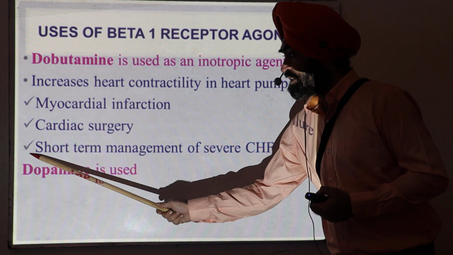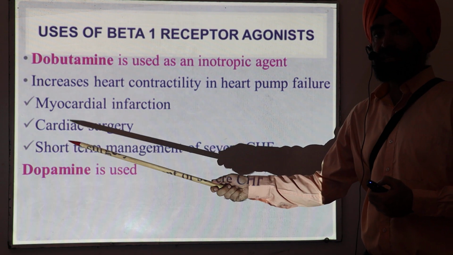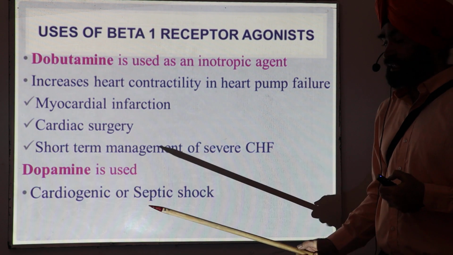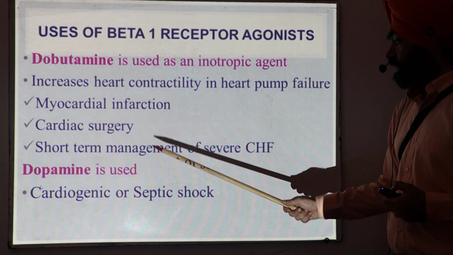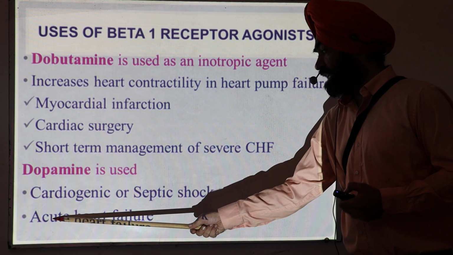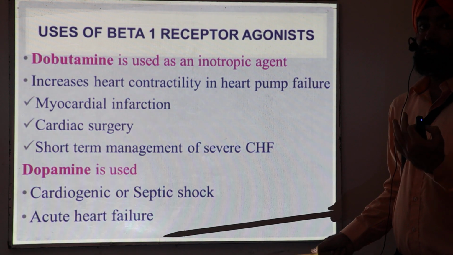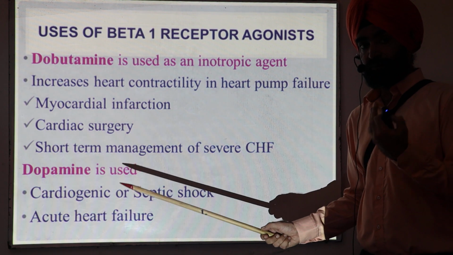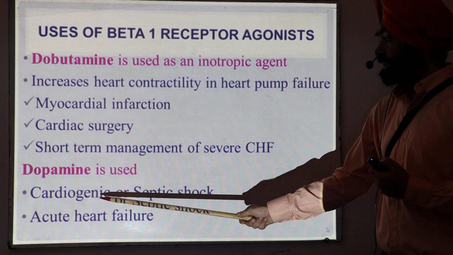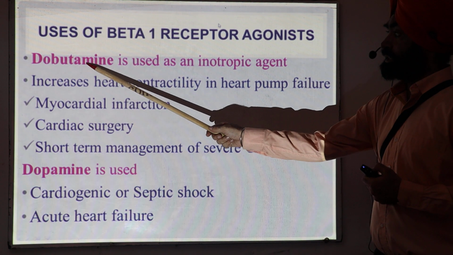The second drug that we can use is dopamine. Okay, it is non-selective. It acts on dopamine receptors, beta receptors, and alpha receptors. Okay, but it can be used, and where is it used? It is used in cardiogenic or septic shock. Very important drug. And it is also used in acute heart failure. Particularly, it is used to maintain the renal function. I will discuss later on in some other videos what is the use of dopamine in heart failure or septic shock, particularly cardiogenic shock, to maintain the renal perfusion. Okay, but dopamine is very commonly used.